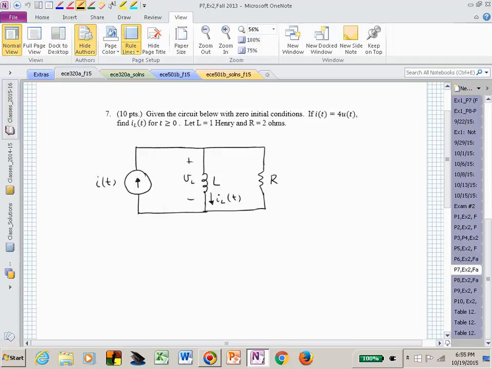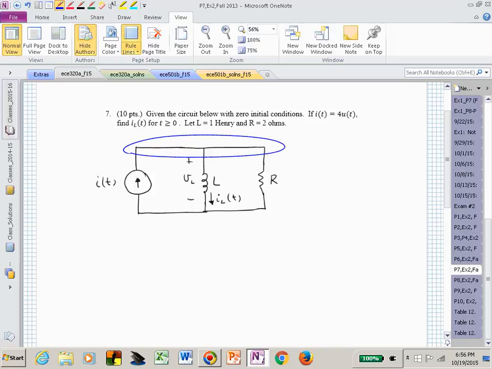And I'm asking you to find I sub L of t. You have a current, so are you starting to see that maybe I'm begging you to write a KCL equation? You could write two meshes. The left mesh is just I, that's given, and the right mesh you could write, I guess, in terms of I sub L. But I sub L now is a combination of I and the second mesh, and that may not be what you want.